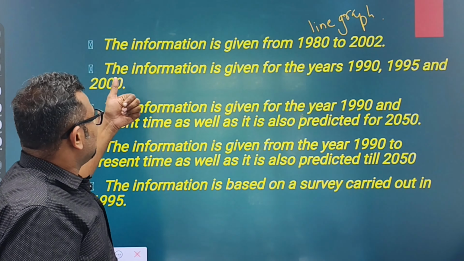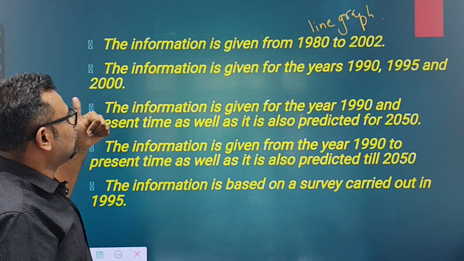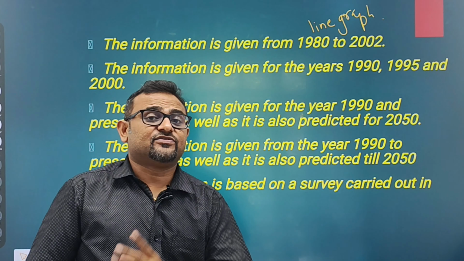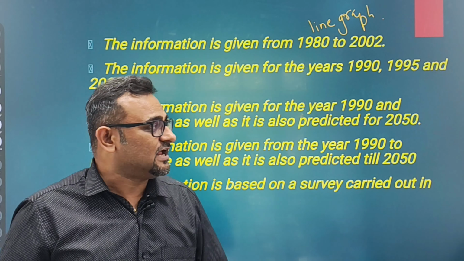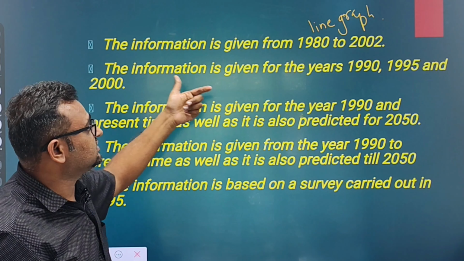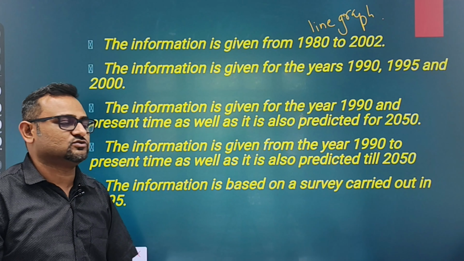Okay. The information is given for the years 1990, 1995 and 2000. Let's say 3 pie charts are given, for three different years. Then you can use this sentence: The information is given for the years 1990, 1995, and 2000.